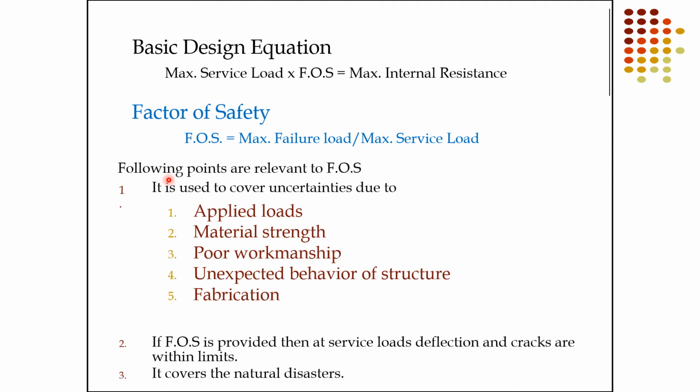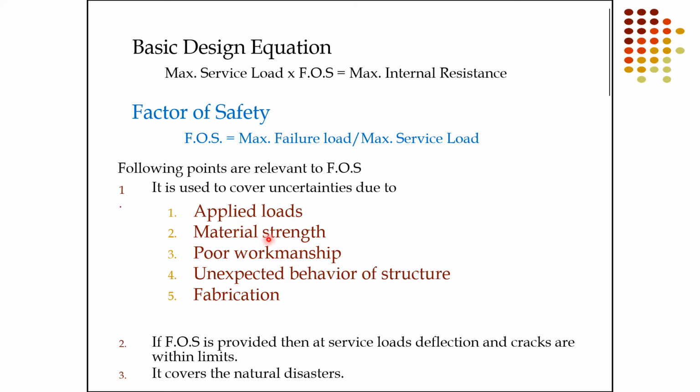Okay, the following points are relevant to factor of safety. It is used to cover uncertainties due to applied loads. For example, if you are going to design for a load of 40, by chance there will be a load of 60, but you have used the factor of safety, then you will be on the safer side.